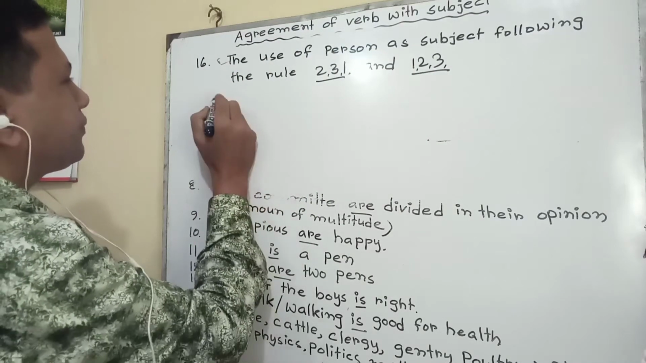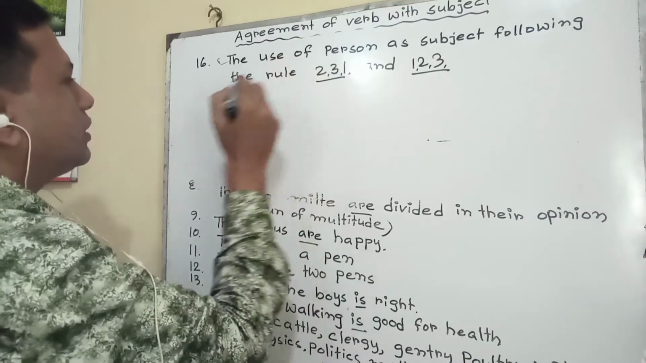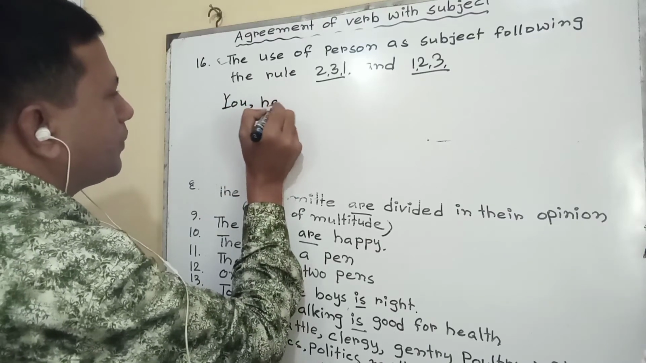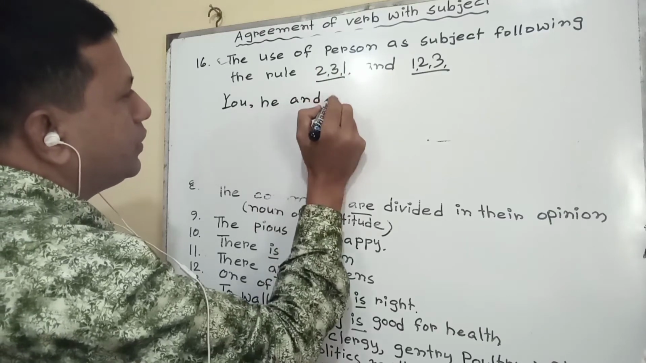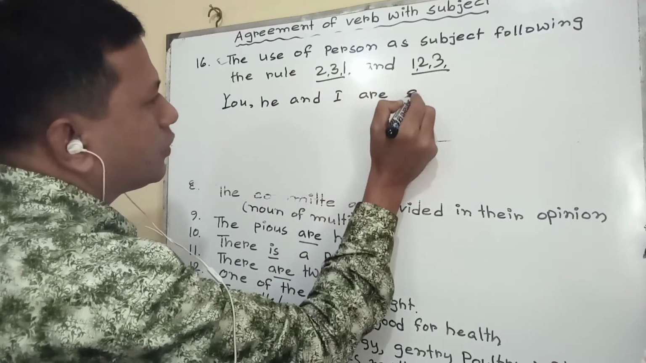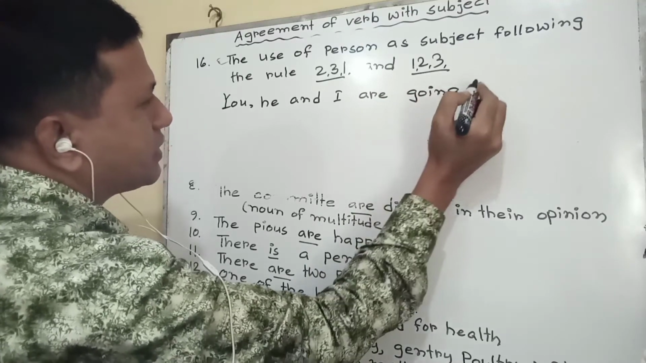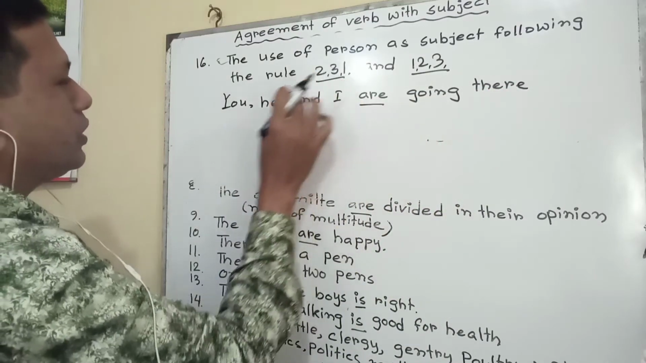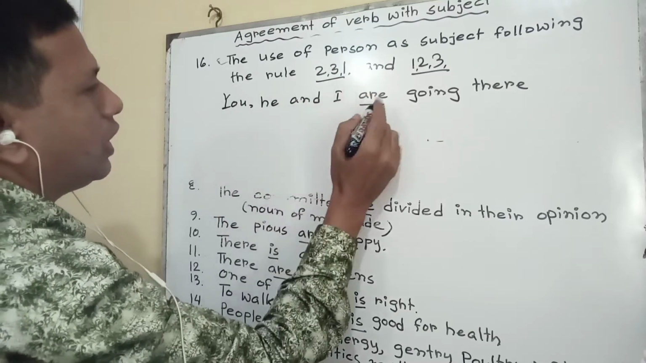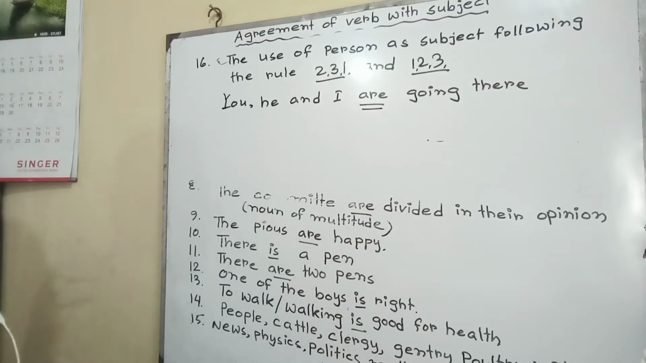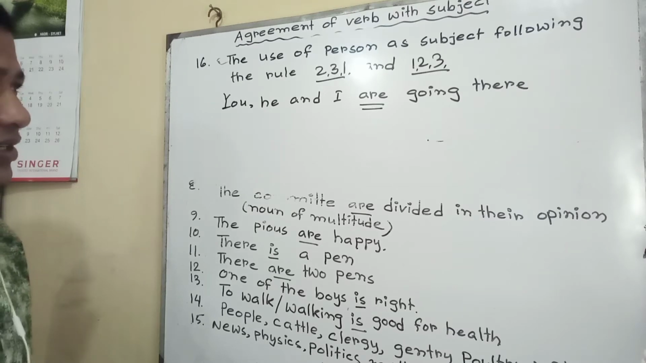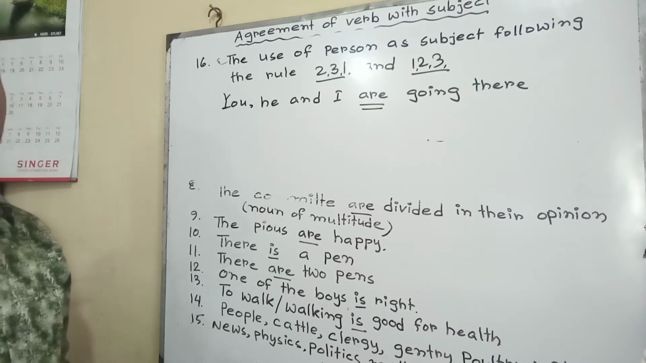So I am writing here now. I would like to mention three persons: second person, you; third person, he; first person, I. You, he and I are going there. When it is used in a general sense, not guilty, at that time we have to follow 2 3 1. You, he and I are, as these are plural, "are." You, he and I have done it. You, they and we weren't there. You, she and we have completed the work. In this way.